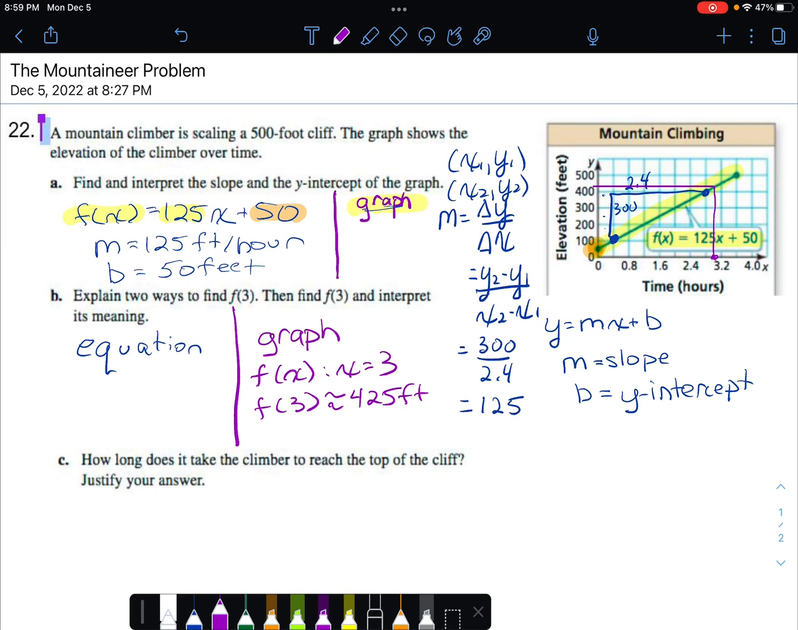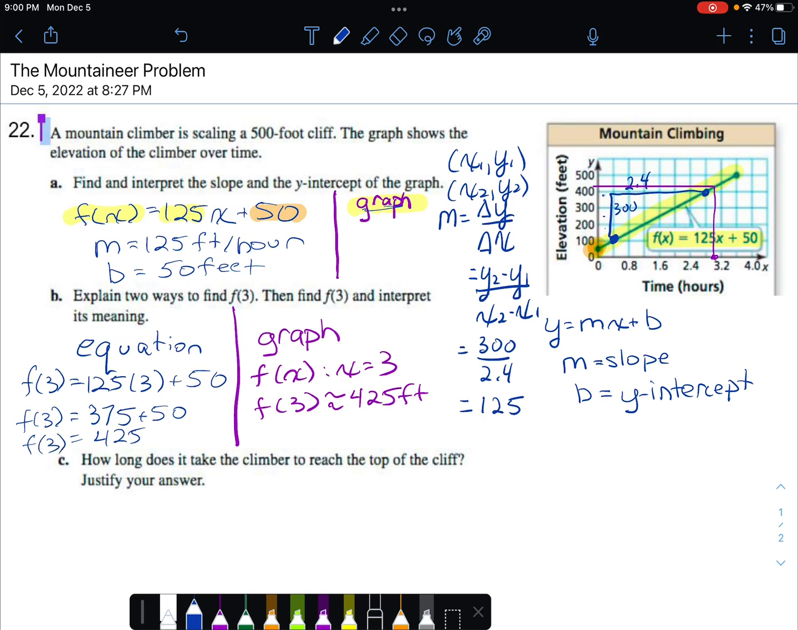Now let's see the equation. We're going to get it much more accurate if we use the equation. So let's do that. If we say f of 3 is equal to 125 times 3, we're just substituting in our 3 for the value of x, plus 50. Well, let's see. f of 3 is equal to 3 times 125, which is 375, plus 50. Oh, look at that. It was 425. 375 plus 50 is 425.